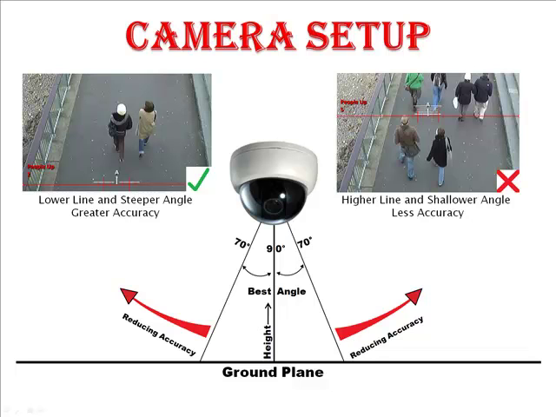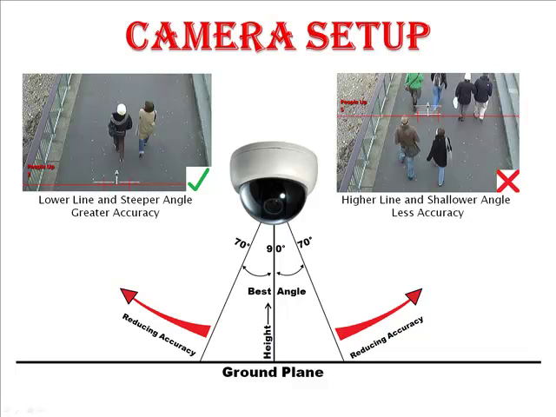As you can see on this slide, for the greatest achievable accuracy, the camera should be facing the ground as close to 90 degrees as possible. The reason for this is because looking straight down, the analytic can see the spaces between the objects following one behind the other, in this case people, and recognizes them as separate individuals.